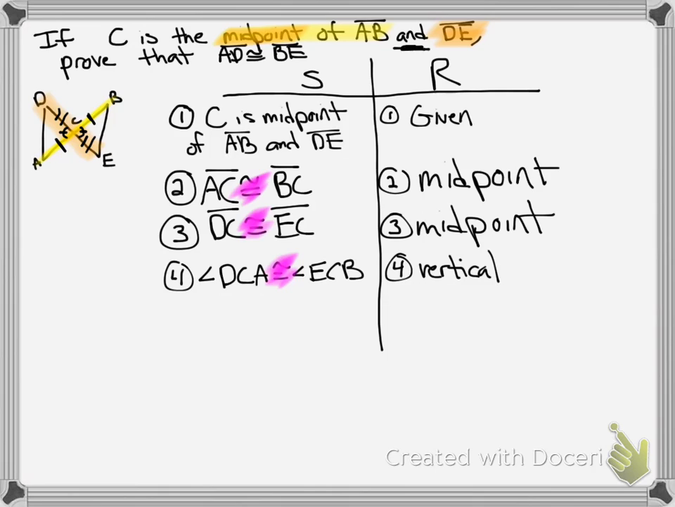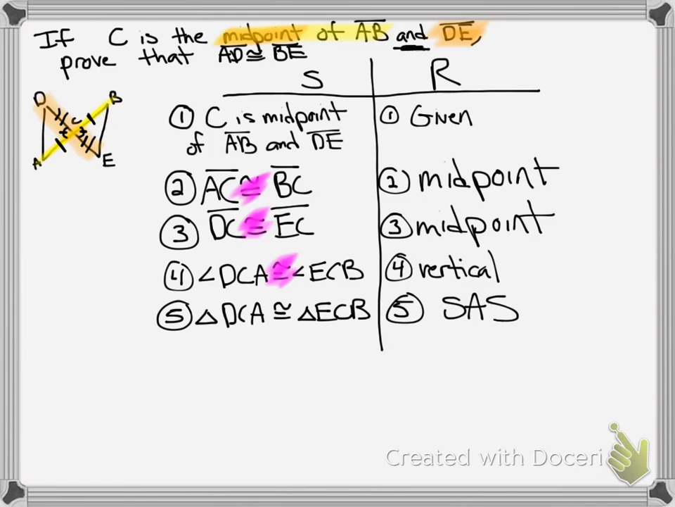Now I can say that the triangles are congruent. 3 letters, I'm just going to use number 4 to help me do it. Triangle DCA is congruent to triangle ECB. And then this is always either side, side, side, or angle, side, angle, whichever property makes sense. Ours is side, angle, side.